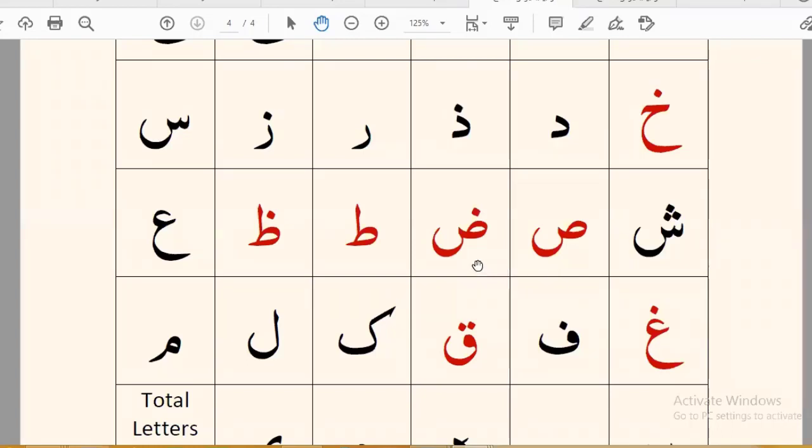Next, this is Dod. Dod. Excellent, good, well done, really nicely read. Let's try those two again. This one is Sod. Sod. Dod.